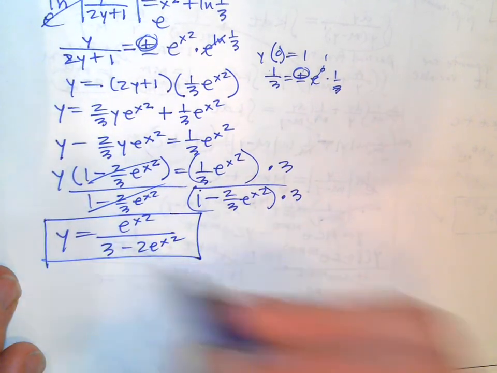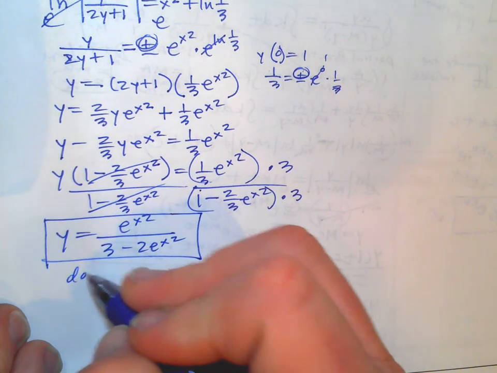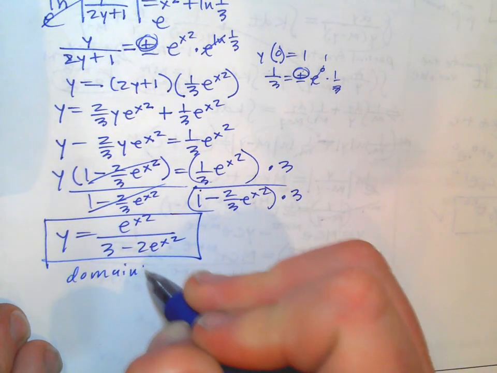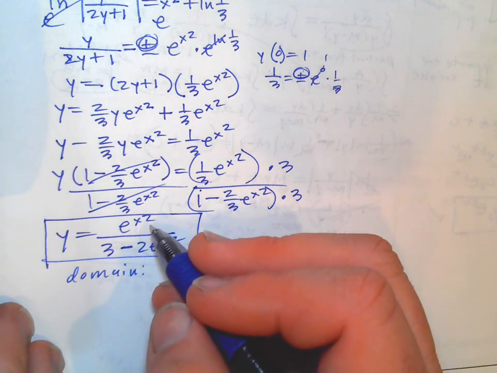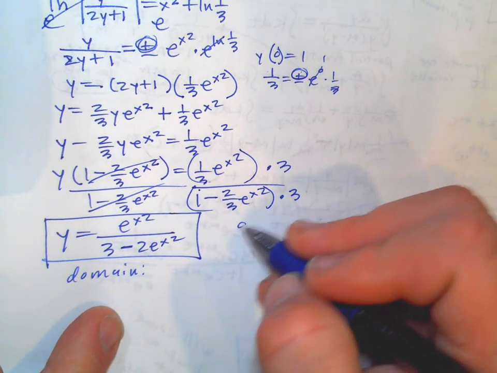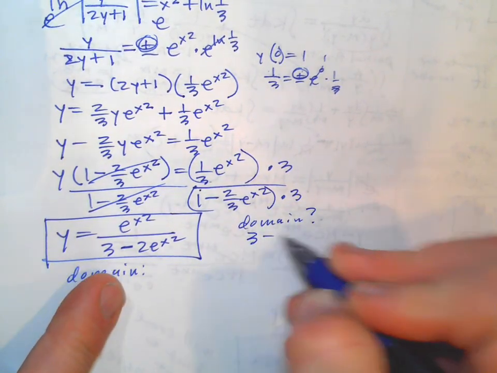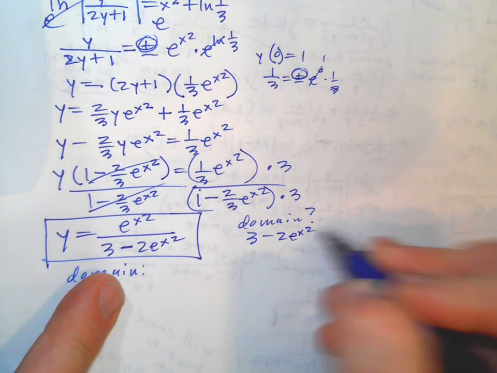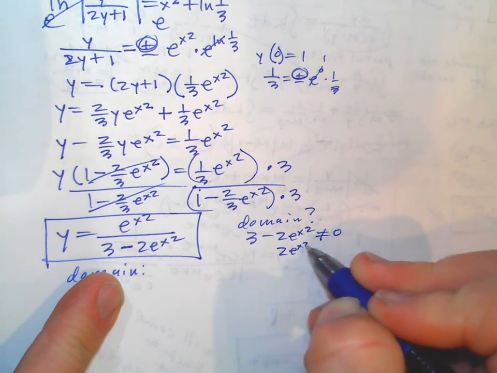You also need to state the domain, okay? So on these problems, essentially it's where can I use this solution, which depends itself on the answer. Are there any issues with the domain of the answer? Well, we can't divide by 0, so let's see if we can figure out what value of x would make that happen. So 2e to the x squared equals 3.